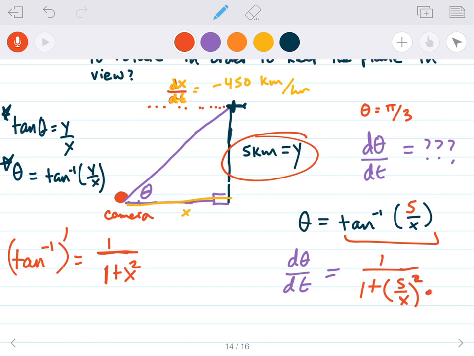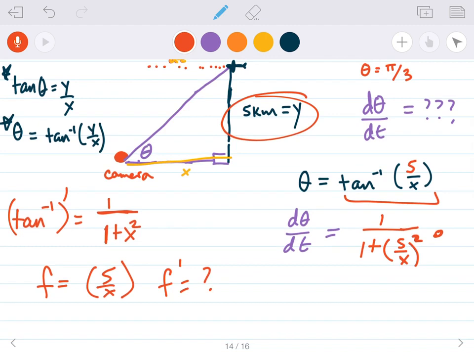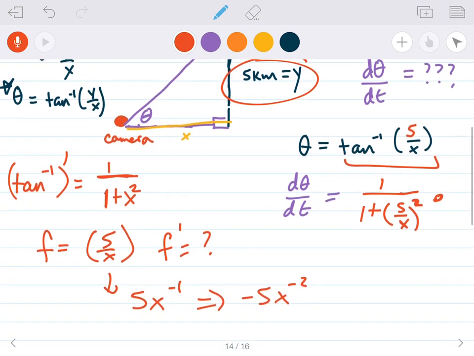Okay, and then we're going to multiply by the derivative of the inner function. So, basically what you're asking yourself is, what is the derivative of 5 over x? Well, here we can just use the power rule because this is the same thing as 5x to the negative 1. Therefore, the derivative is negative 5x to the negative 2. Okay, so this is going to be times negative 5x to the negative 2.